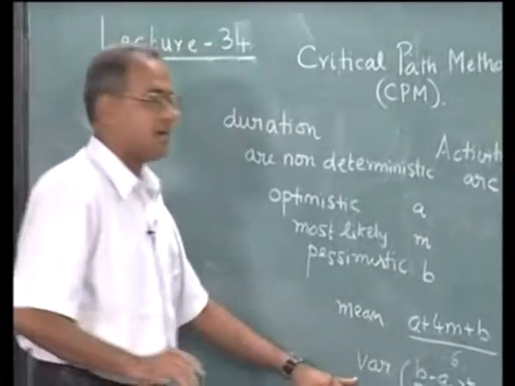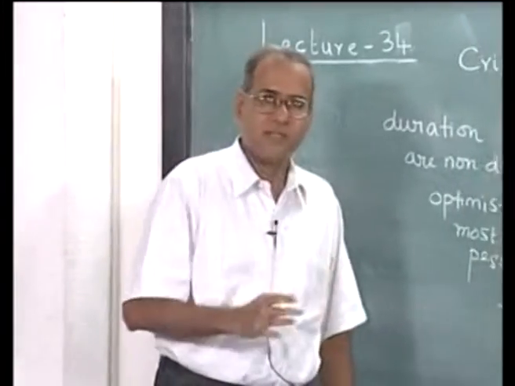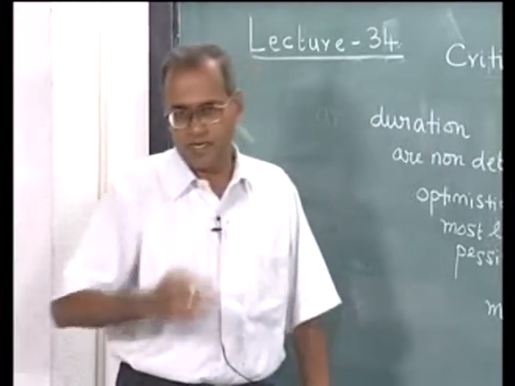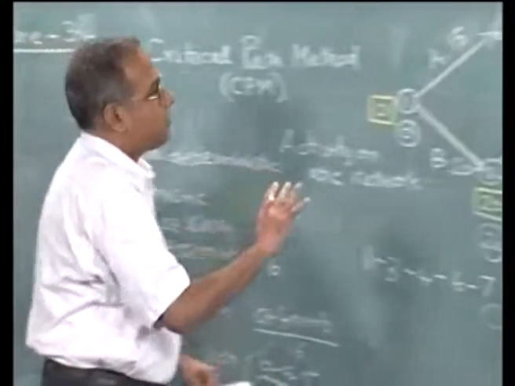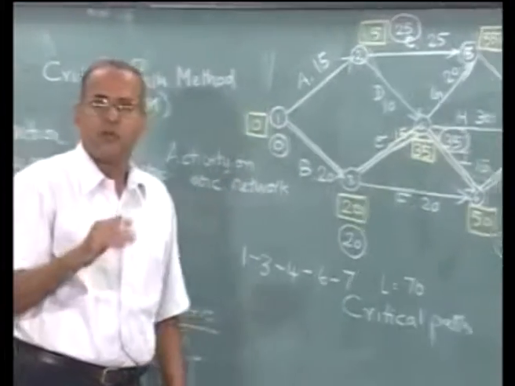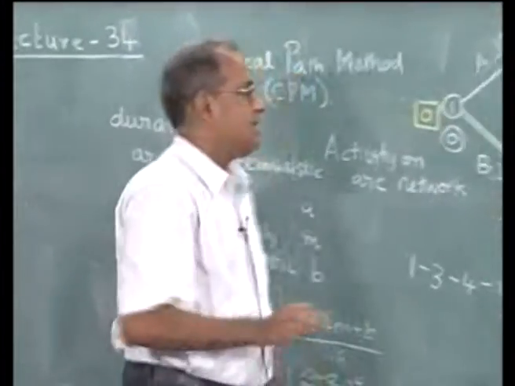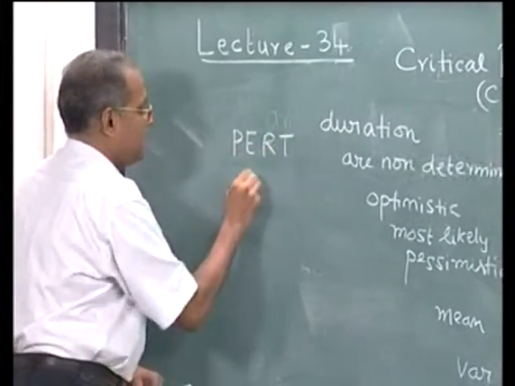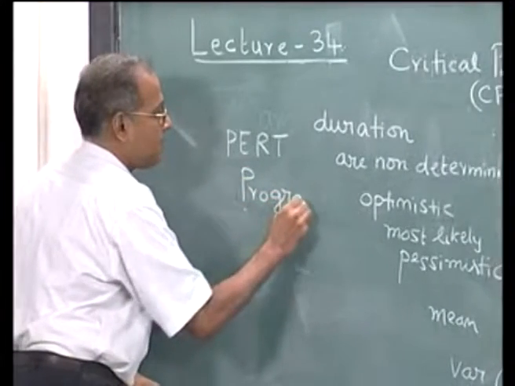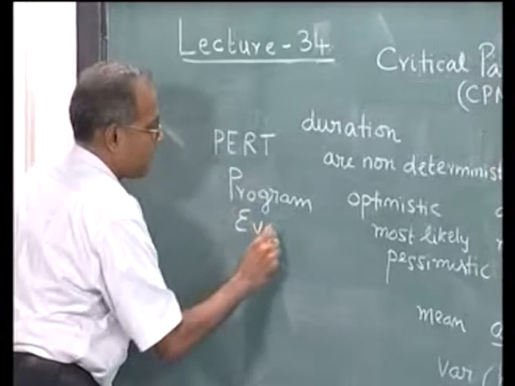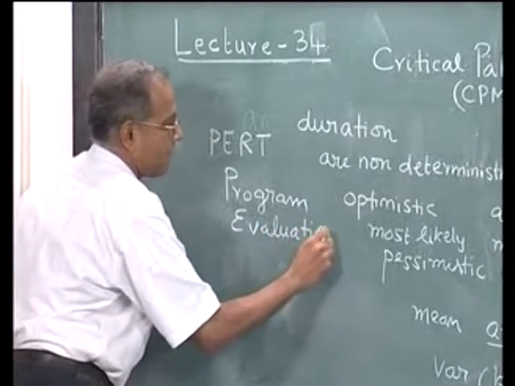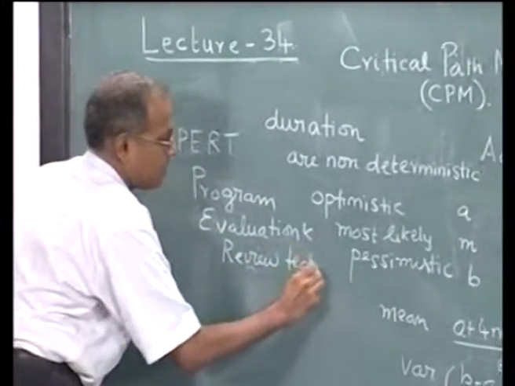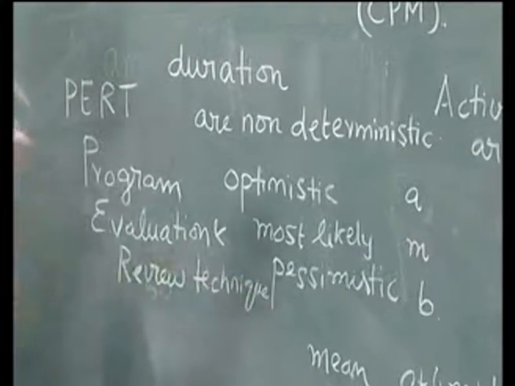Now, since variance is additive, we could add the variances and say that this is the expected critical path with a certain expected variance. So, the analysis shifts from a purely deterministic analysis to more of a probabilistic analysis, and such a thing is called PERT, which stands for program evaluation and review technique. Now, this technique represents a probabilistic analysis.